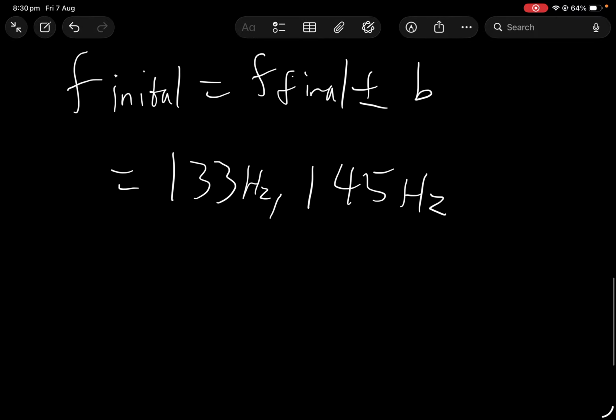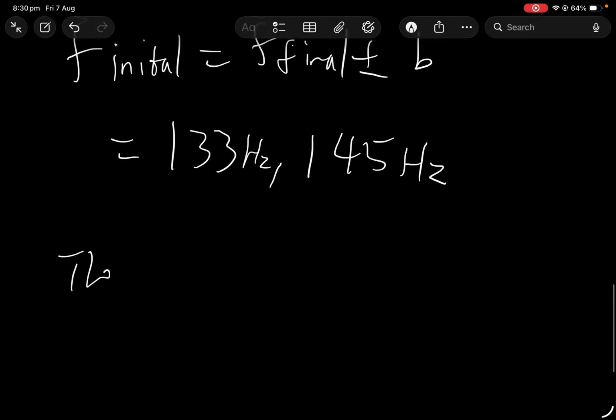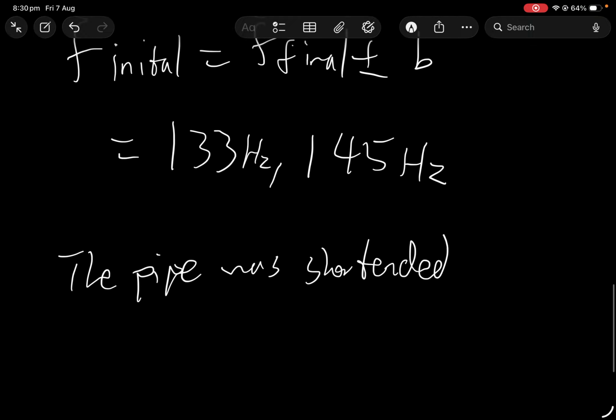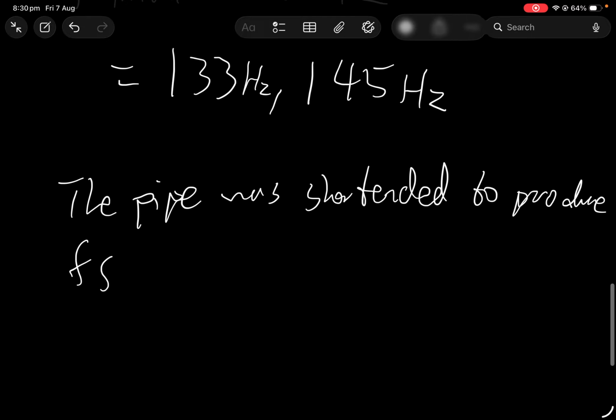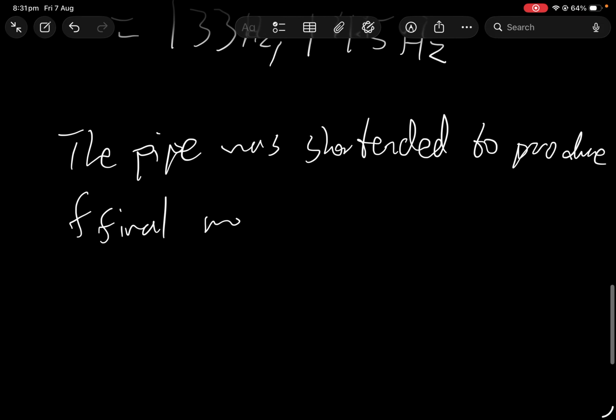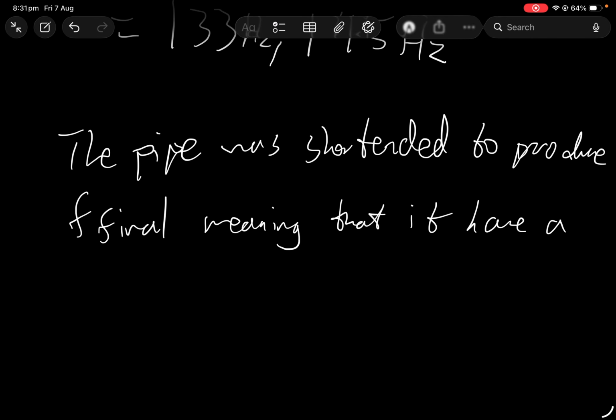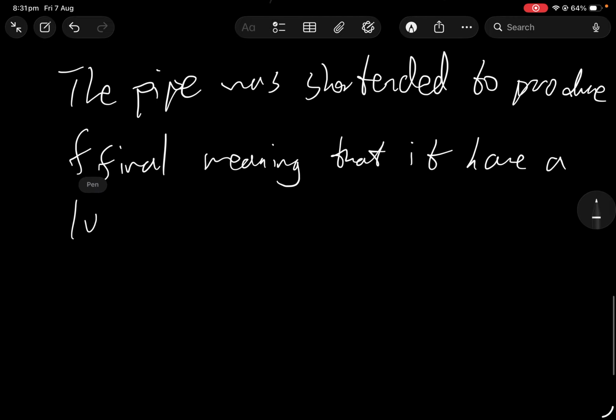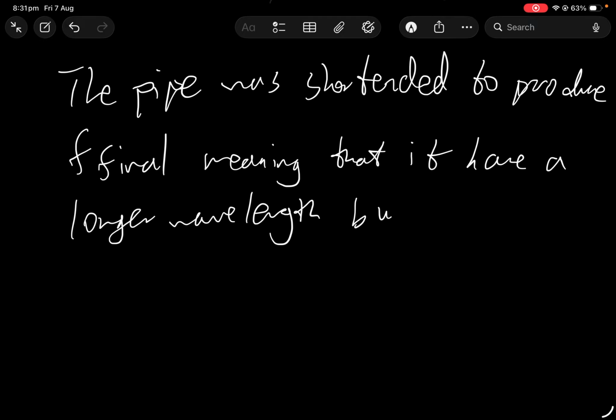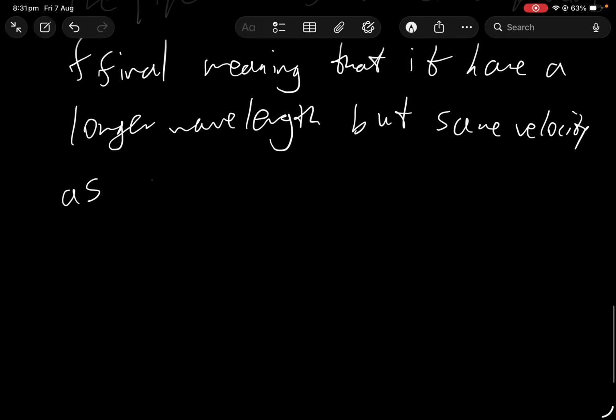So for the initial frequency, the pipe was shortened to produce a final, meaning that it has a longer wavelength but same velocity as the original sound.